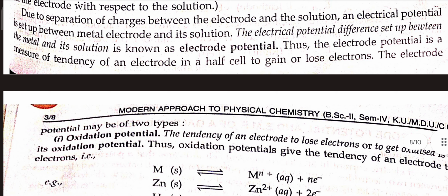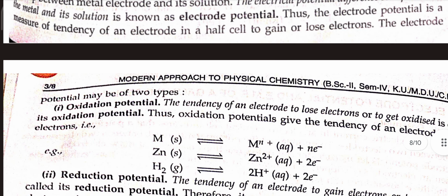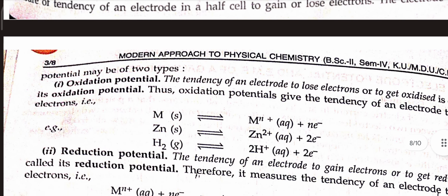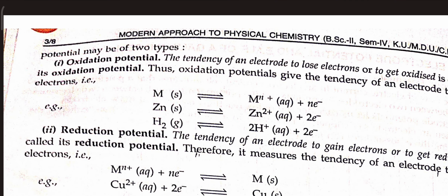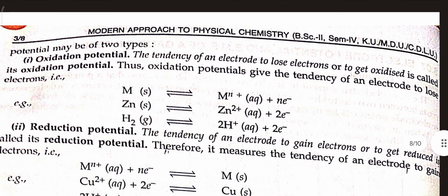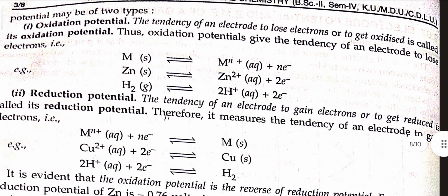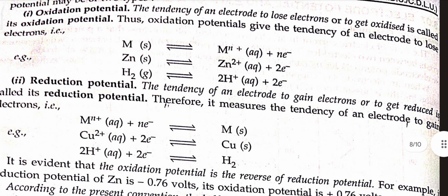Thus, the electrode potential is the measure of the tendency of an electrode in a half cell to gain or lose electrons. The electrode potential may be of two types. Oxidation potential: the tendency of an electrode to lose electrons or to get oxidized is called its oxidation potential. Thus, oxidation potential gives the tendency of an electrode to lose electrons. Reversible reaction: Zn gives Zn2+ plus 2 electrons.